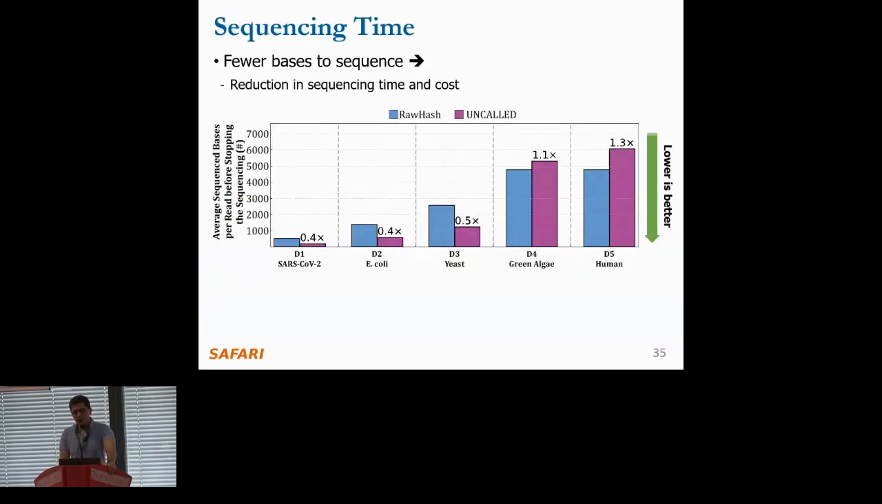We also look at how quickly RawHash and ENCODE stop sequencing, based on the number of bases they process before stopping the mapping of a read. These numbers of bases are shown on the y-axis of this figure. Fewer bases to sequence provides an estimation of how much we can save from the sequencing time and potentially the cost. So lower is better here.